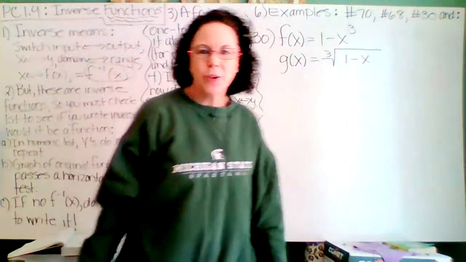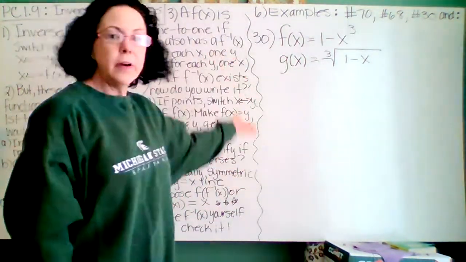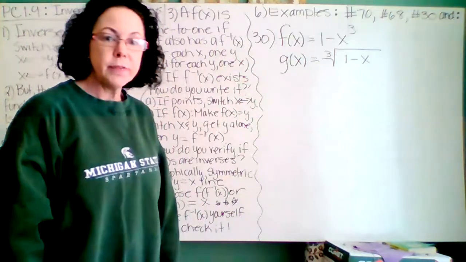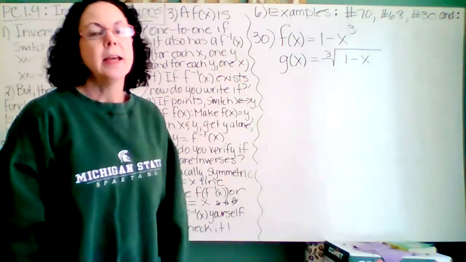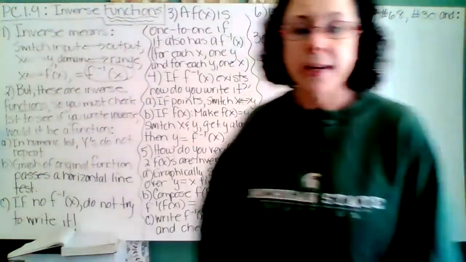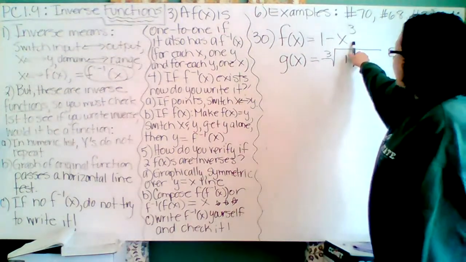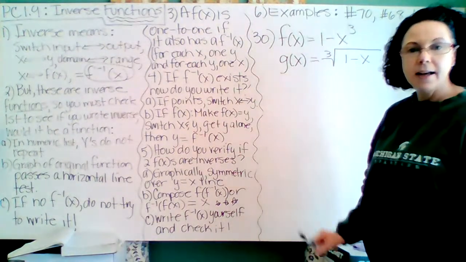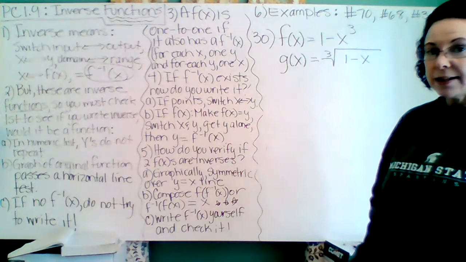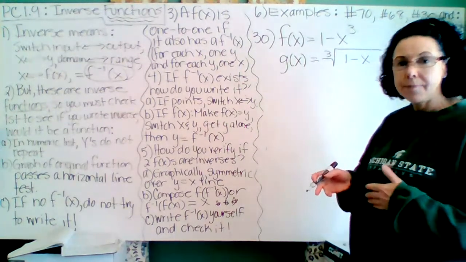Okay, just making sure I wrote it right. Okay, so on number 30 they give you two functions and they ask if they are inverses of each other. Again, as I said on number 5, there's 3 ways to do this. The first thing we can do is graph f of x and g of x and the y equals x line and see if they are symmetric over that line.